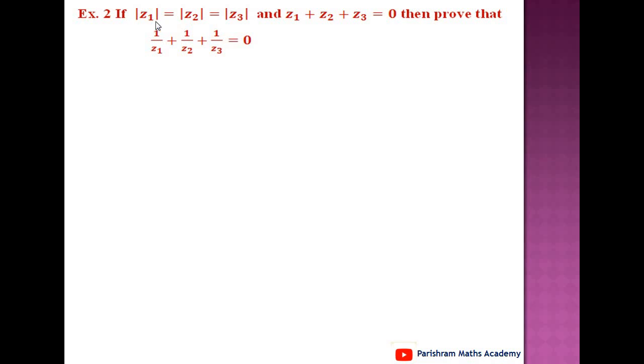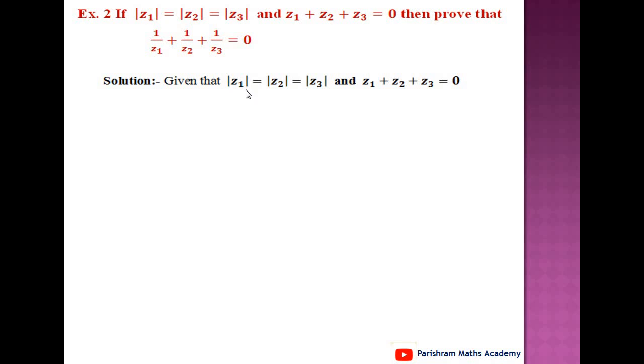If mod of z1 equal to mod of z2 equal to mod of z3, and z1 plus z2 plus z3 equal to 0, then prove that 1 upon z1 plus 1 upon z2 plus 1 upon z3 equal to 0. Here z1, z2, z3, three complex numbers are given. Their modulus is same and their addition is 0. Then we have to prove this, 1 upon z1 plus 1 upon z2 plus 1 upon z3 equal to 0.